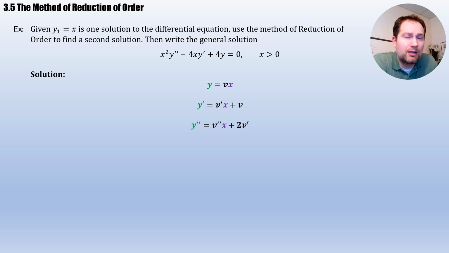You're going to get v double prime times x, product rule. But you're also going to get v prime out of that. And then from the v, you're also going to get a v prime. So do you see where the 2v prime is coming from? I didn't show my work very well there.